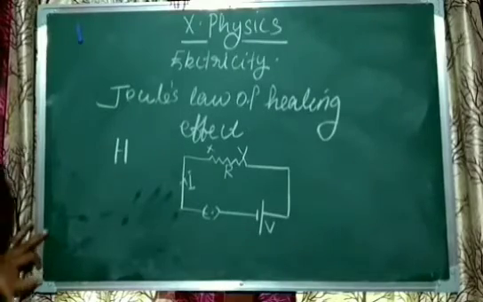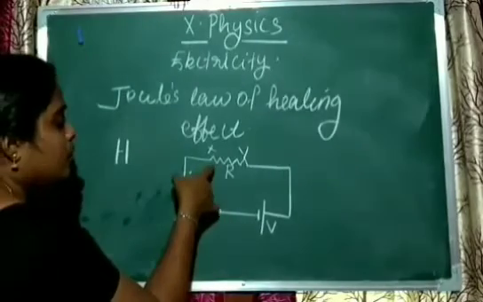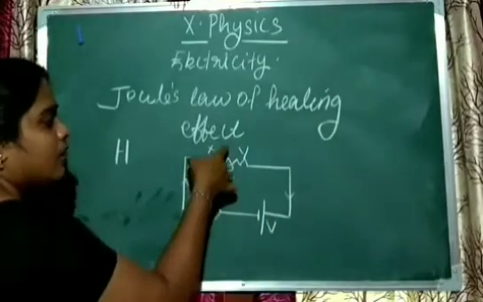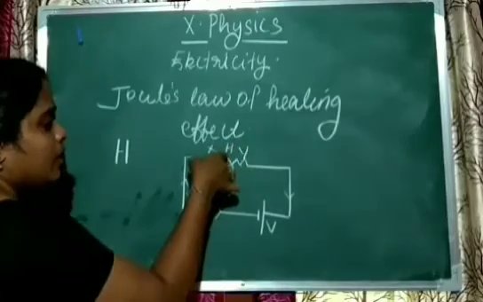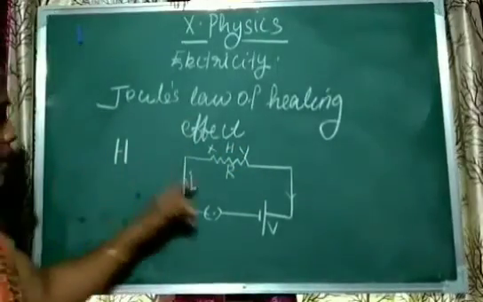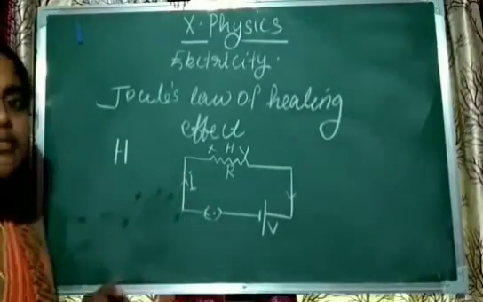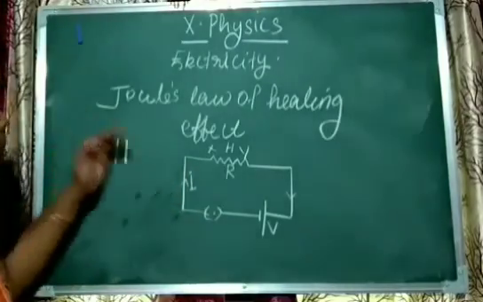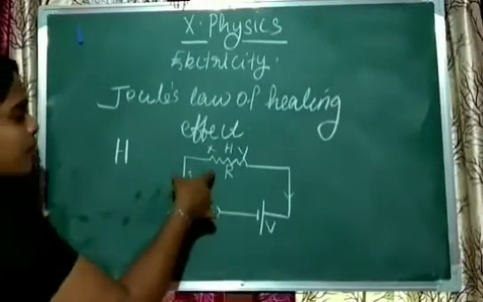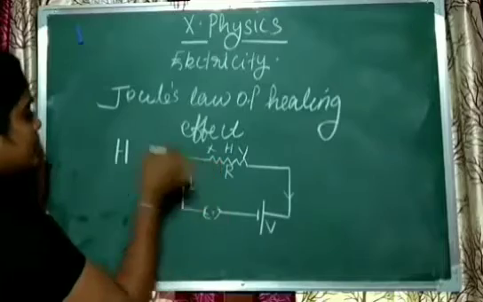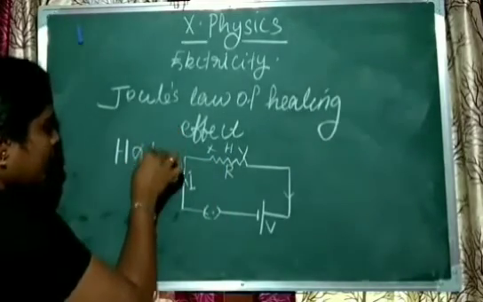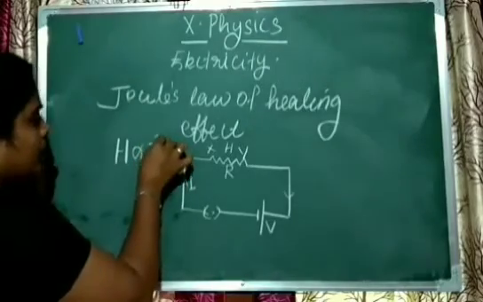When the current is passing through this conductor, a part of the electrical energy is converted into heat energy. So heat energy is developed in this conductor. What factors will that heat energy depend on? According to Joule's law of heating effects, the heat energy developed in this conductor or resistor is directly proportional to the square of the current flowing through the conductor.